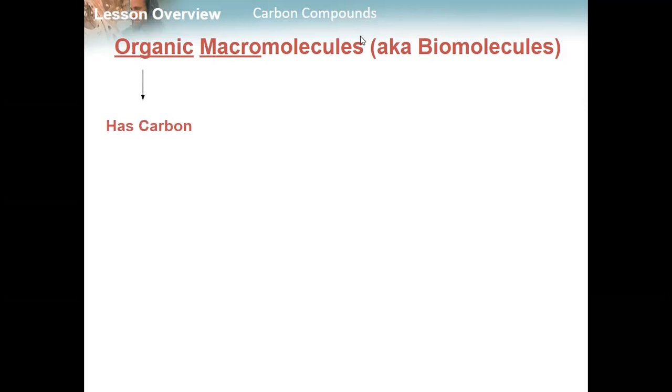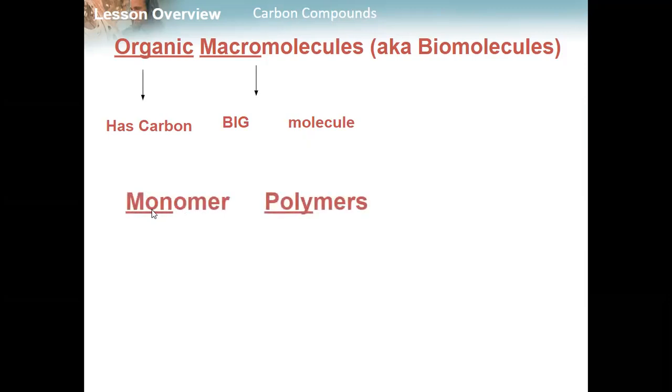Now, macromolecules that are organic, remember that macro means big. It's a big molecule, meaning it's made up of many atoms. This big molecule is made up of even smaller pieces called monomers. When you see the prefix mono, it means one piece. You put these small monomers together and build them to make a polymer. And poly means many pieces.